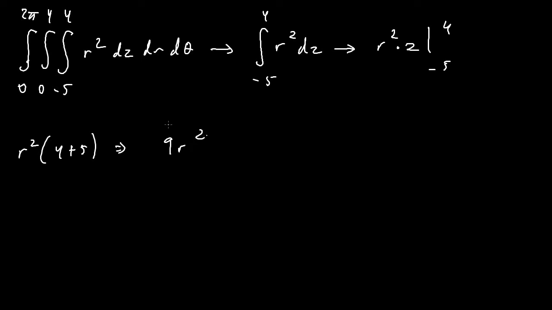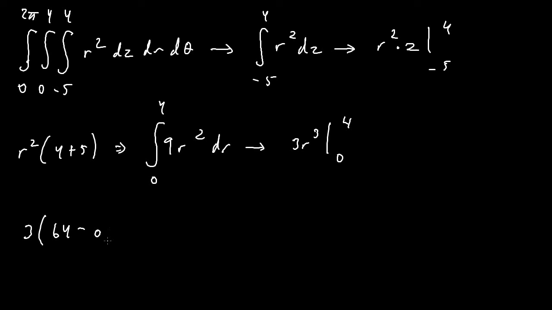Now let's go ahead and evaluate the middle integral from 0 to 4, this time with respect to r. So the integral of 9r squared is 9r cubed over 3, or in other words 3r cubed. Let's go ahead and evaluate from the r bounds of 0 to 4. So when I plug in 4 for r, we'll get 3 times 4 cubed, which is 64, minus 0 cubed, which is 0. So then we'll get 64 times 3, which will give us 192.